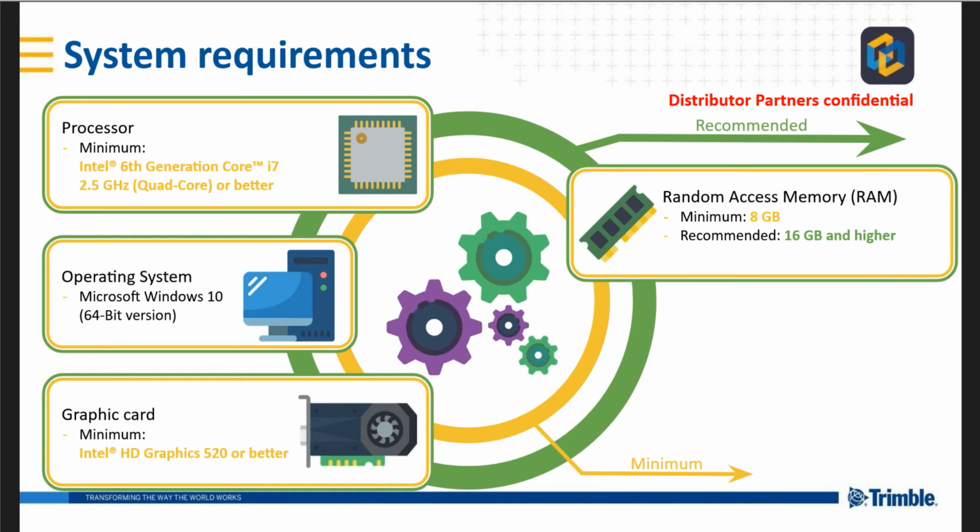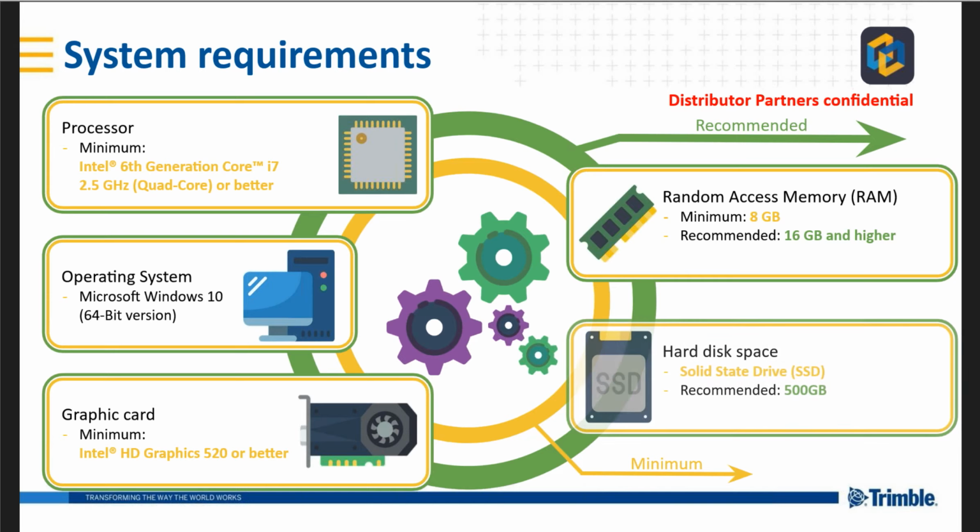And for the RAM, it's 8 gigabyte, or 16 as a recommendation from our side. The hard disk space, again, solid state if available, and recommended is 500 gigabyte. Of course, if available. For the T10, it's not the case. And the latest version for Perspective is version 1.1.1, which was released in February this year.